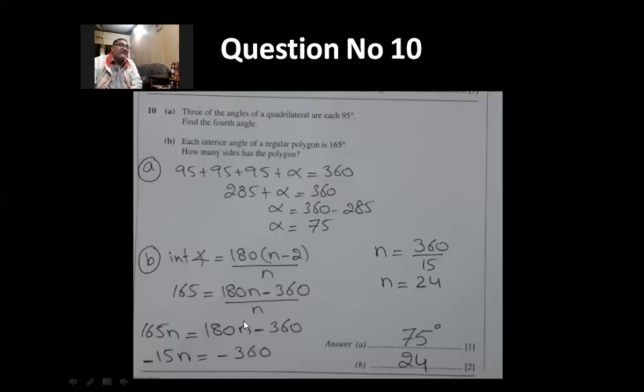So here 165n is equal to 180n minus 360. So you will have minus 15n equals minus 360. So the negative will be cancelled. So you will have n equals 360 divided by 15. So n will be 24. So the number of sides in that polygon is 24.